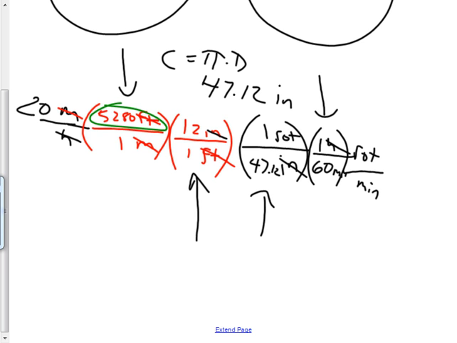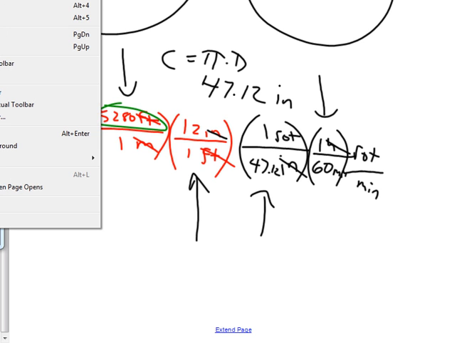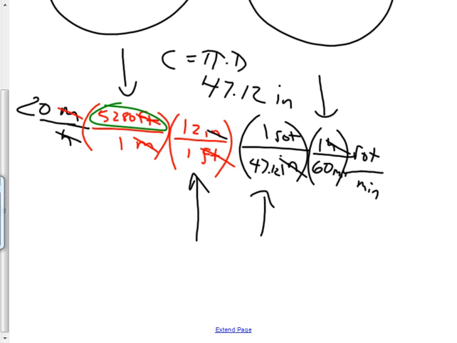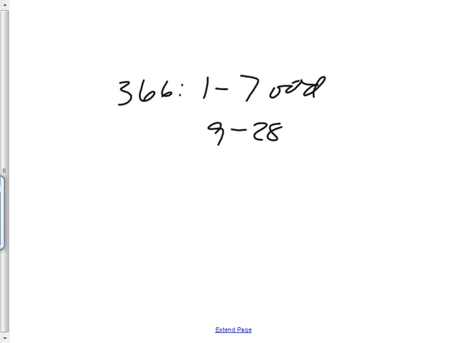Oh, just in case you're wondering, the assignment that goes with this, if you're following along at home, is page 366, 1 through 7 odd. Ooh, that's tough. And then 9 through 28 all. That's the meat of the assignment. Okay.